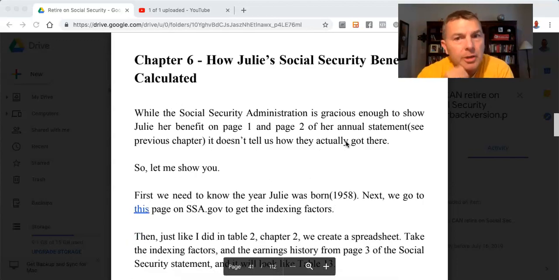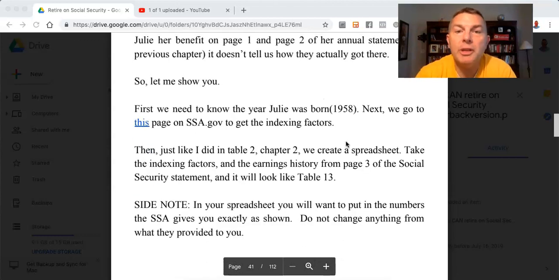While the Social Security Administration is gracious enough to show Julie her benefit on page 1 and page 2 of her annual statement, see the previous chapter, it doesn't tell us how they actually got there. So let me show you. First, we need to know the year Julie was born, 1958. Next, we go to this page on socialsecurity.gov to get the indexing factors.